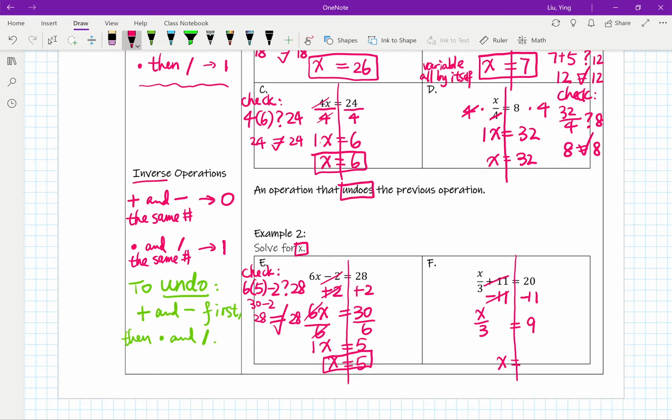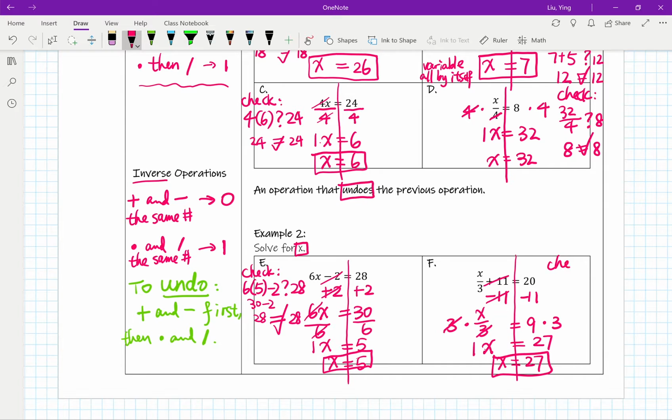Okay, so now you still have dividing by 3 to undo. So what would undo dividing? That would be multiplying. So we'll multiply by the same number on both sides. When you multiply and divide and they undo each other, you would result in 1, so 1x. And then on the right-hand side, 9 times 3 is 27. So your answer is 27 because 1x and x are the same thing.